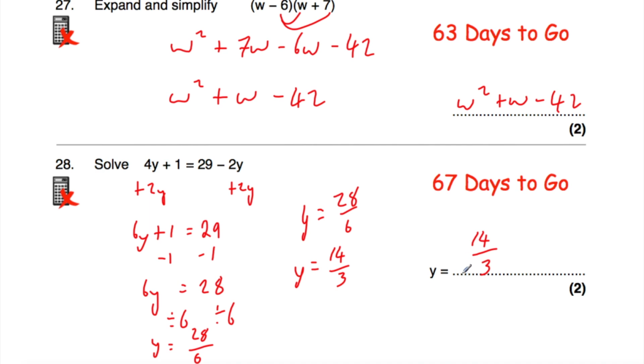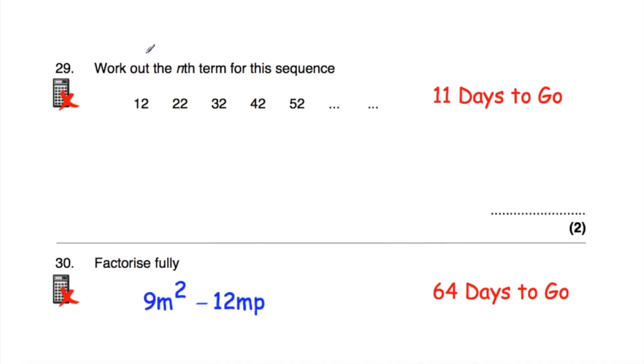Or you could change it into a mixed number, and to change it into a mixed number, you'd say how many 3's go into 14? That'll be 4, remainder 2, and that would be 4 and 2 thirds. So y is equal to 14 thirds, and you could give it as a top-heavy fraction if you're not told otherwise, or you could give it as 4 and 2 thirds, or even 4.66666, and so on, and that's it. Okay, let's have a look at our next question, question number 29.